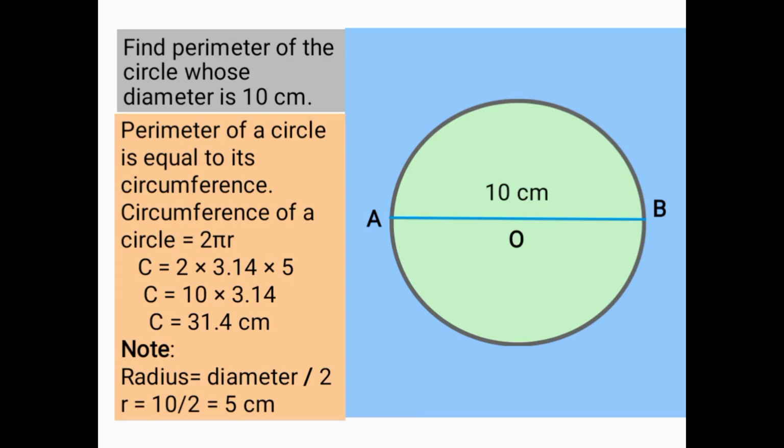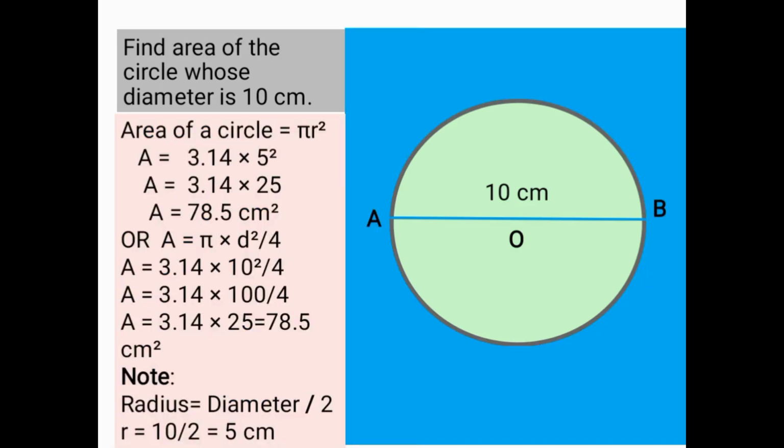Question 3. Find perimeter of the circle whose diameter is 10 centimeters. Perimeter of a circle is equal to its circumference. Circumference of a circle equals 2 pi r. C = 2 times 3.14 times 5. C = 10 times 3.14. C = 31.4 centimeters. Note: radius equals diameter divided by 2. R = 10 divided by 2 = 5 centimeters.